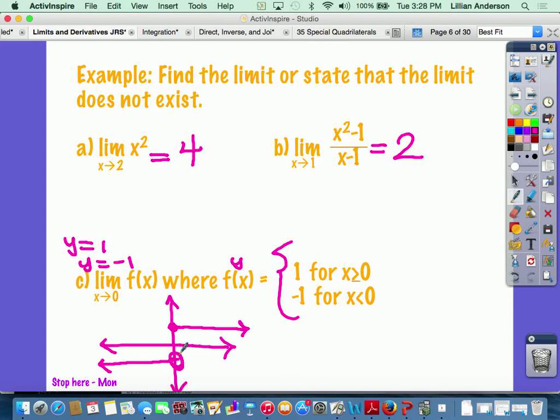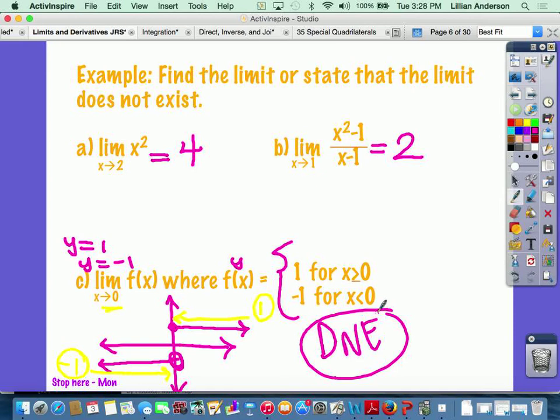And if you look, as I approach 0 from the right-hand side, I'm getting closer and closer and closer to what y value? 1. As I'm approaching 0 from the left-hand side, I'm approaching what y value? Negative 1. Now, I should be approaching the same number no matter if I'm coming from the left or the right, like how I did for A and B. So when you don't approach the same number, then the limit does not exist. The limit does not exist.